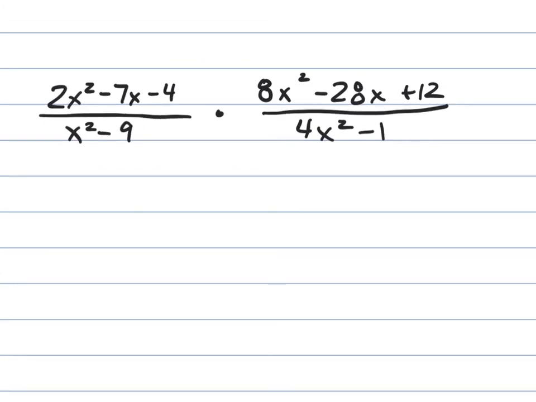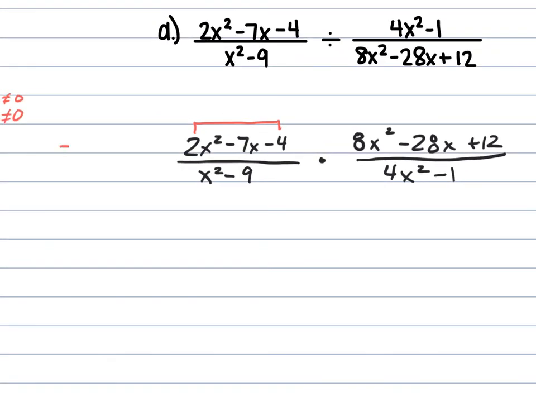Okay, how do I factor 2x squared minus 7x minus 4? Multiply what? Okay, so we're multiplying the first thing times the last thing, and we get negative 8. So I'm looking for two things that multiply to get negative 8 that add to give me what? Negative 7. So negative 8 and 1.